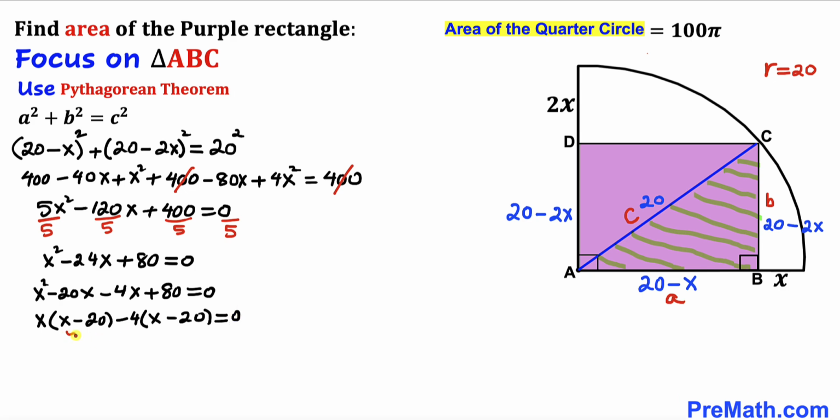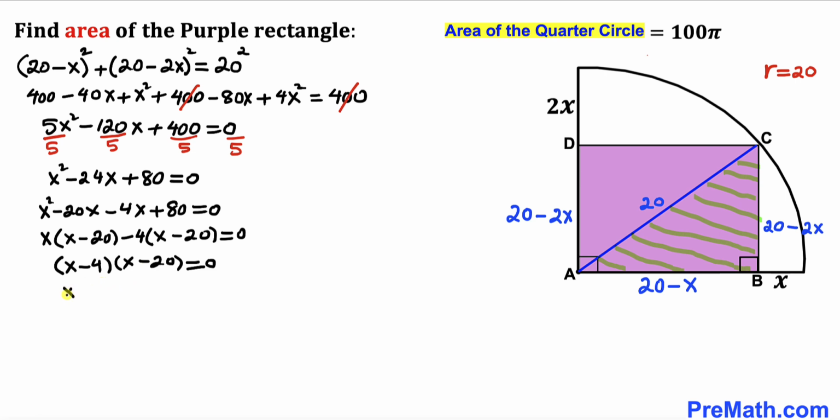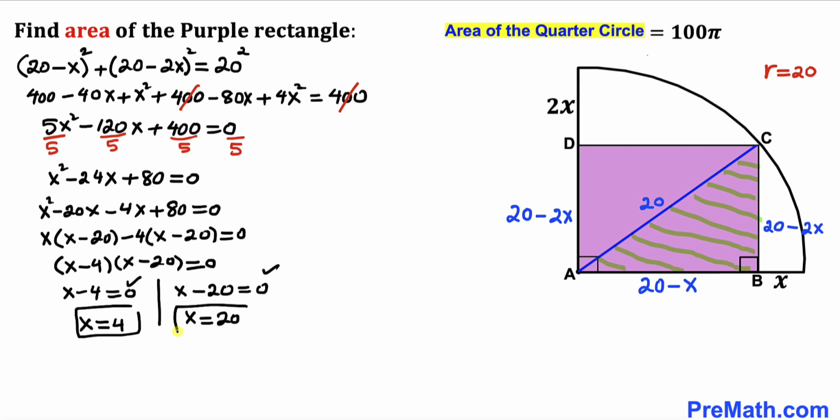And here we can see we have x minus 20 in common. So therefore I can write (x minus 4) times (x minus 20) equals 0. And now let's go ahead and separate them. So I can write x minus 4 equal to 0, and the second is going to be x minus 20 equal to 0. This first equation is going to give us x equals positive 4, and this second one is going to give us x equals 20.